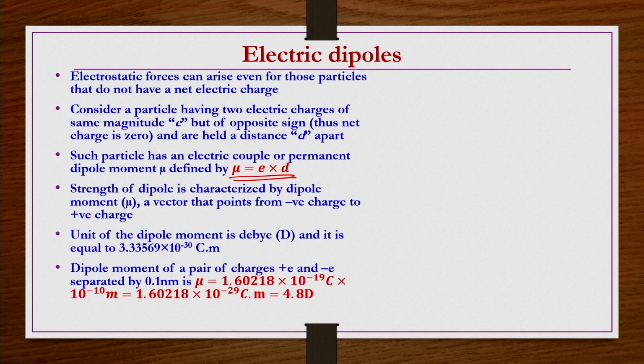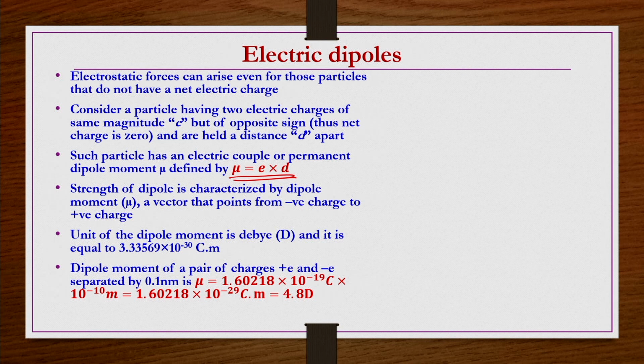Dipole moment of a pair of charges plus e and minus e separated by 0.1 nanometer is nothing but mu equals 1.60218 into 10 power minus 19 coulombs, that is e, multiplied by 0.1 nanometer, that is 10 power minus 10 meters distance apart from each other.